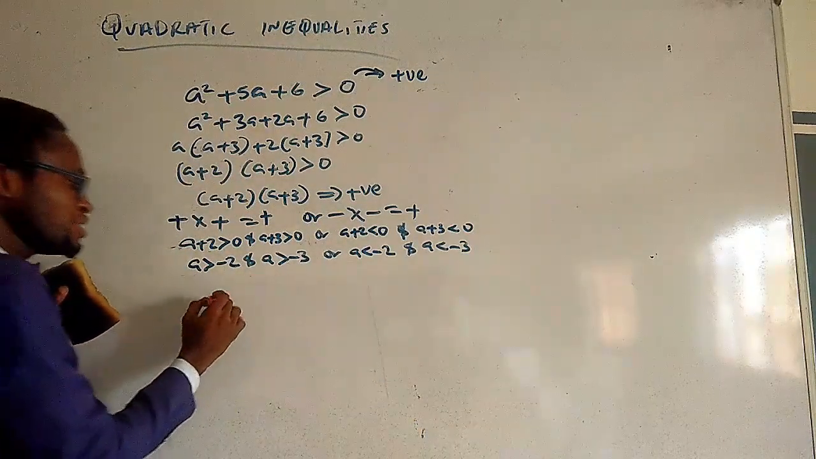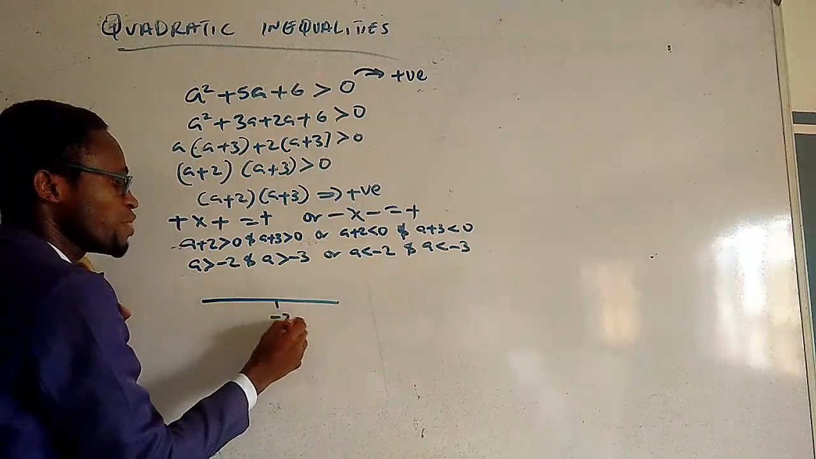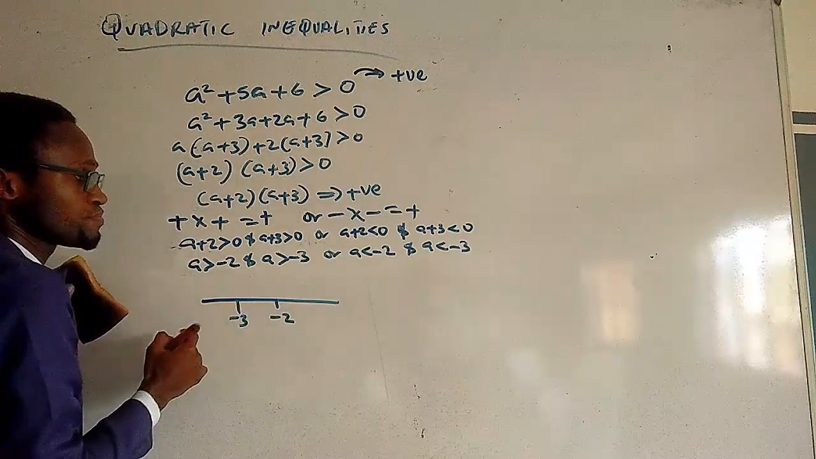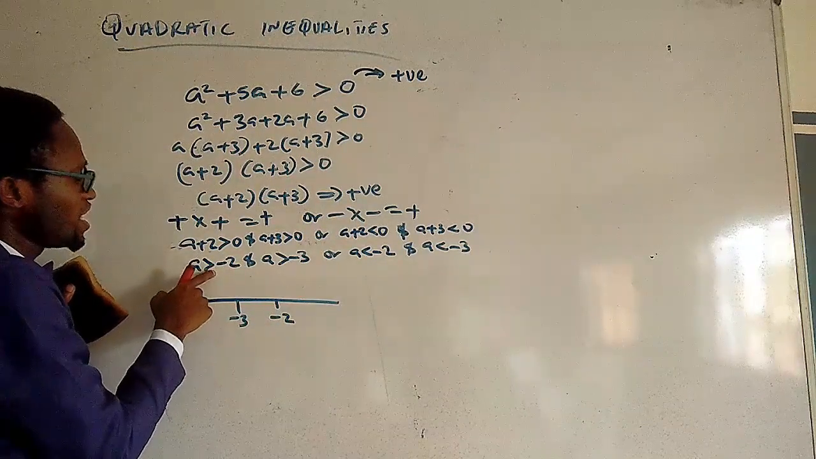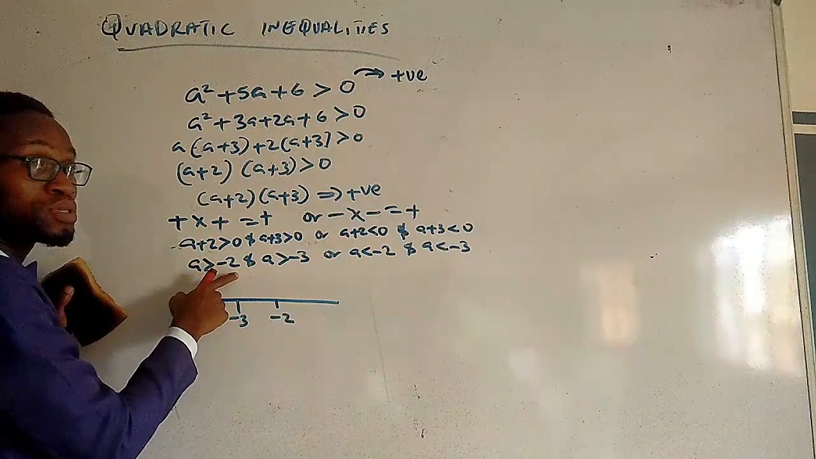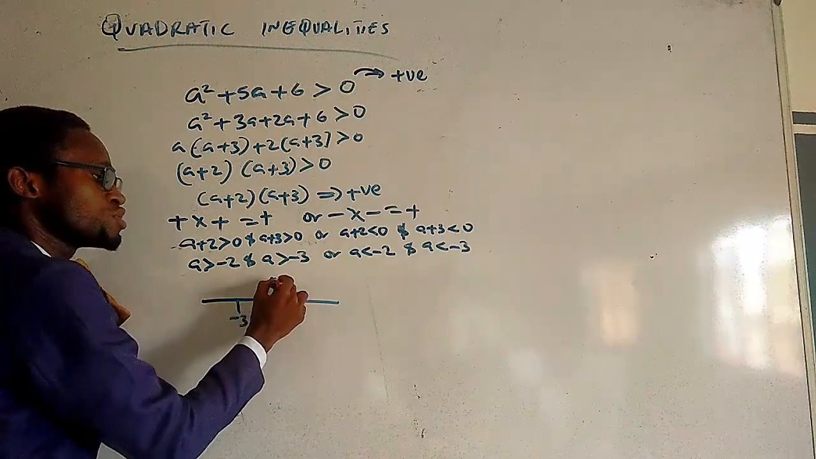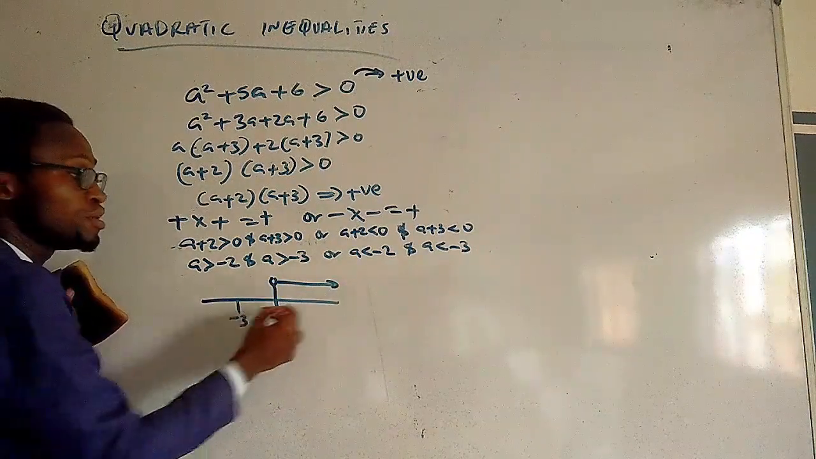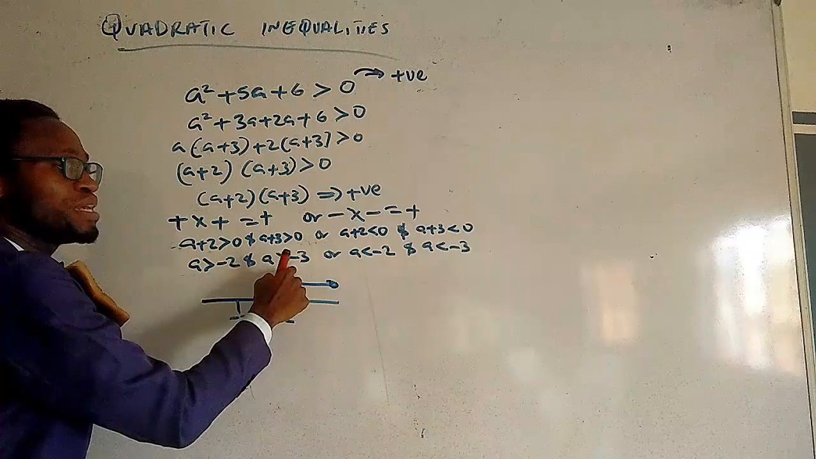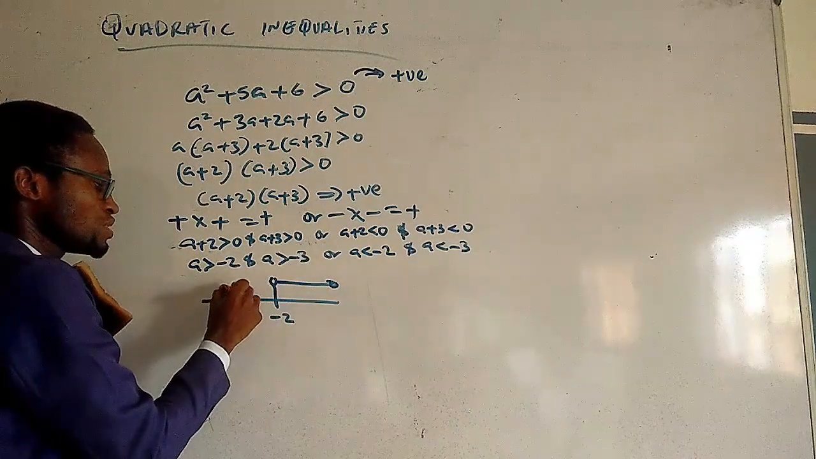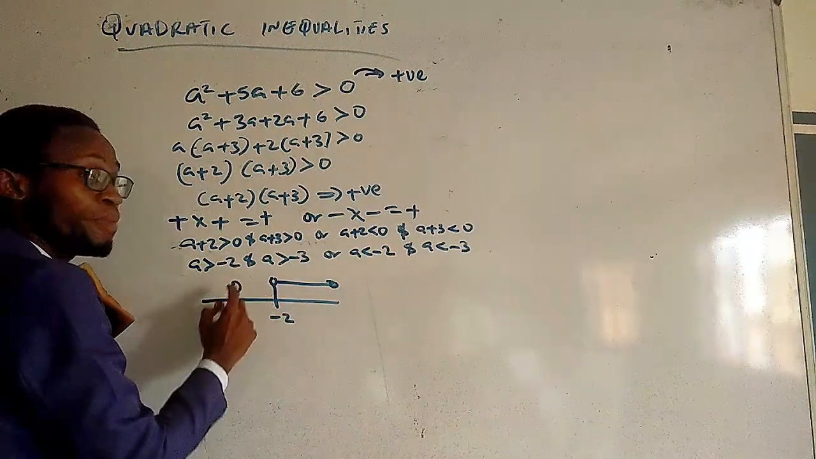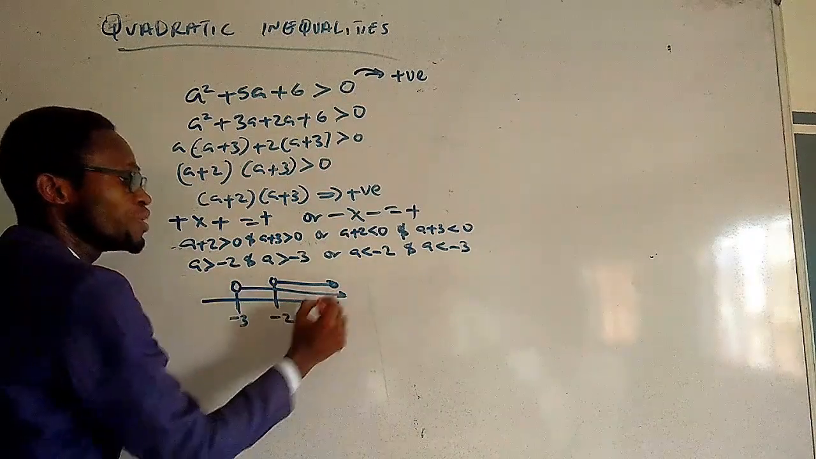Now, representing this on a number line, we have minus 2, minus 3. A greater than minus 2 means that a is bigger than minus 2. Now, numbers bigger than minus 2, we go this way. While the second one, a is greater than minus 3, means that a is bigger than minus 3. Numbers bigger than minus 3, we go this way.